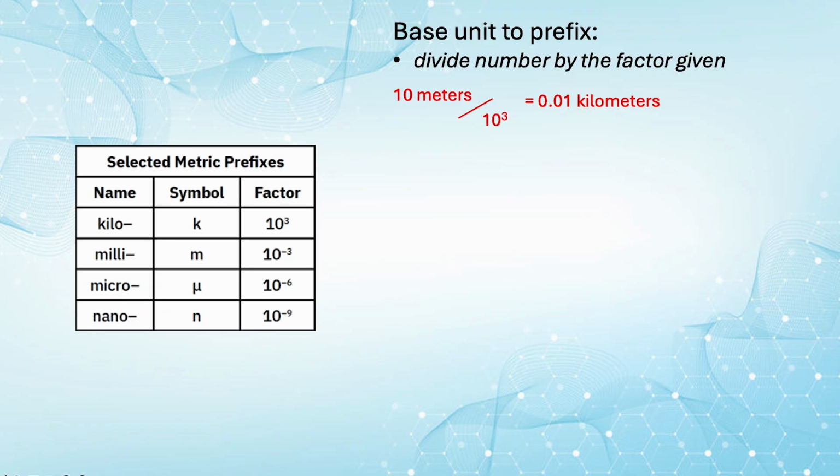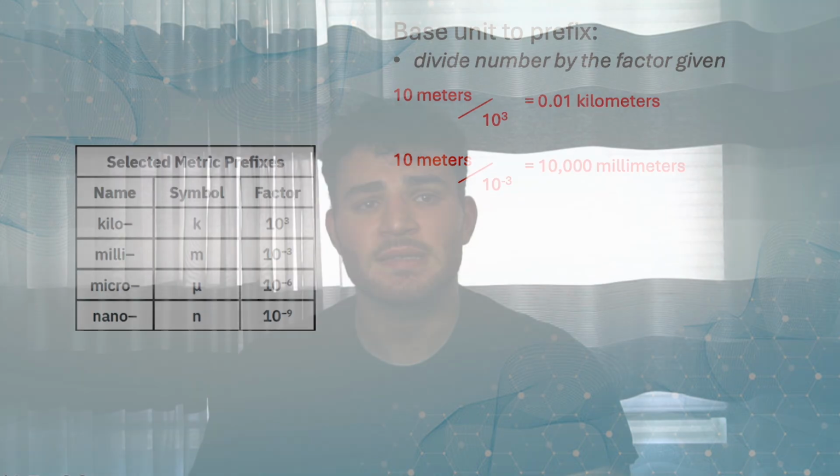If I had the same measurement of 10 meters and I wanted to convert to millimeters, you would again divide by its factor, which is now 10 to the power of negative 3. This is the same as dividing by 0.001 or multiplying by 1,000. Therefore, moving your decimal point to the right by 3 spots. Your measurement in millimeters should be 10,000. Notice that when we convert to a smaller measurement, we get a larger number. You would use the same method for the other prefixes in any other unit, whether you have grams, seconds, or the other units we'll learn in the future.